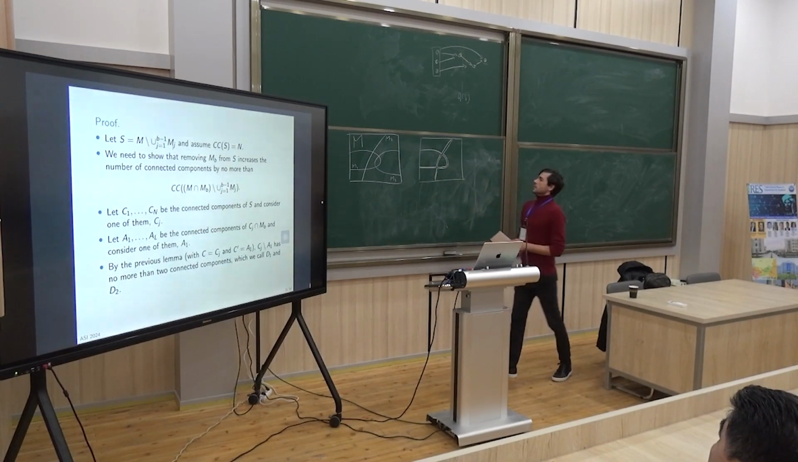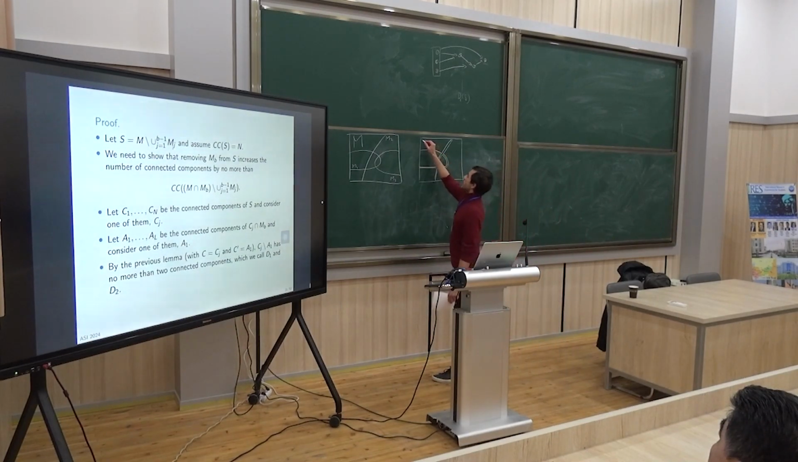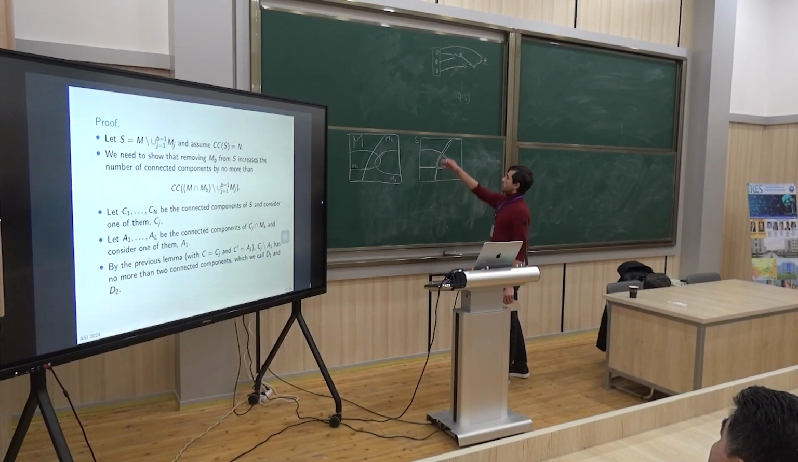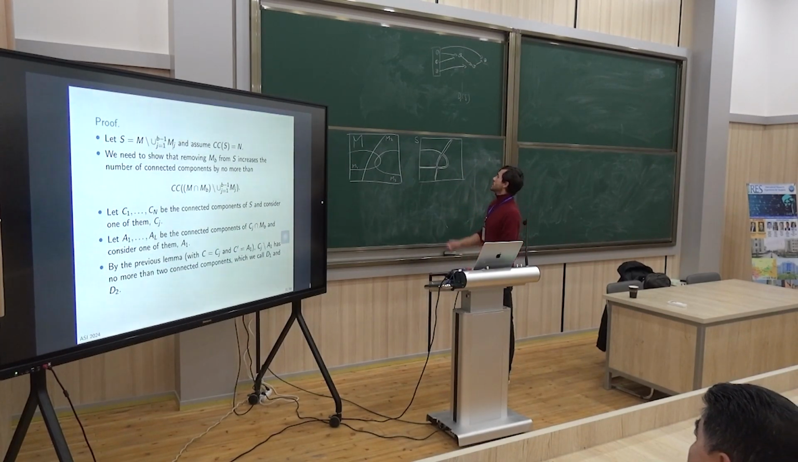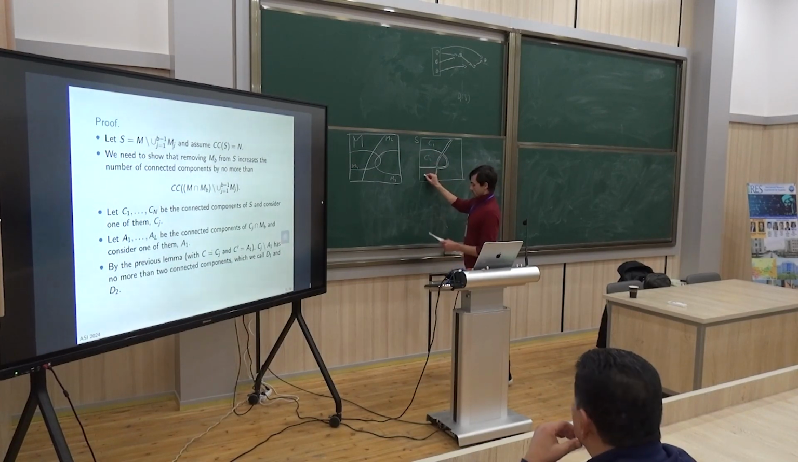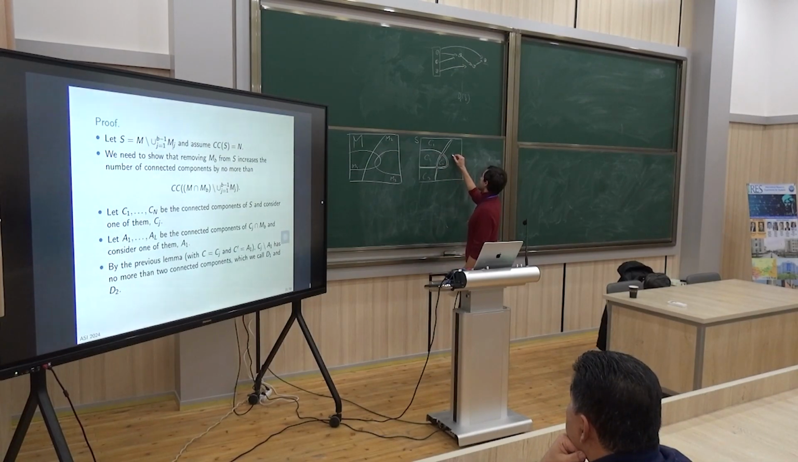All right. So we're going to call this set S, and it's going to be M, but we remove M1 and M2. And it's going to consist of several connected components, and we're going to denote them by CJs. So maybe it's going to be C1, C2, C3, C4, and C5.